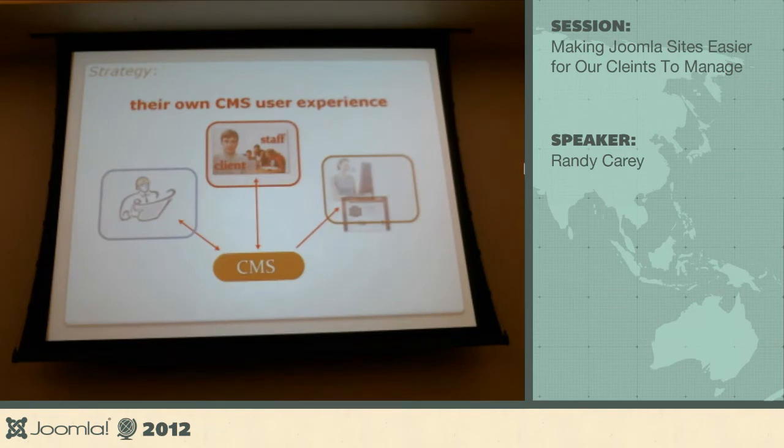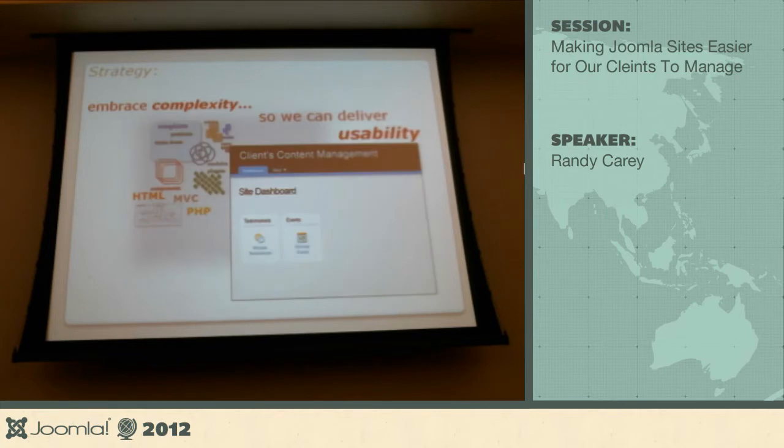So the strategy needs to be focused on the fact there is a third type of user, or in the back end, a different type of user. If we focus on that, we can have a different approach than what we've had before. And also, we need to be able to embrace complexity, understand all the parts behind Joomla, maybe even understand PHP and CSS and things like that, or at least somebody in our team does. We can handle all this complexity so we can deliver simplicity to our client, tailored to what each client needs.